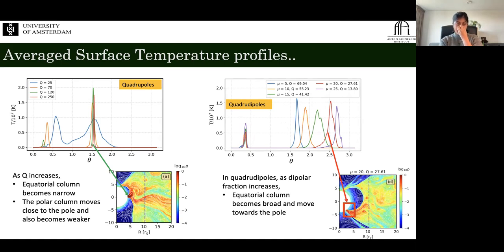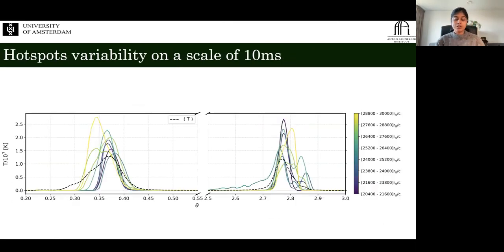All right, so the systems are also quite variable. We do see variability in this hotspot on a scale of 10 milliseconds. The different colors here show different 10 millisecond averages, and the black dashed line shows the average temperature over the whole simulation timescale, from, let's say, 20,400 to 28,800.